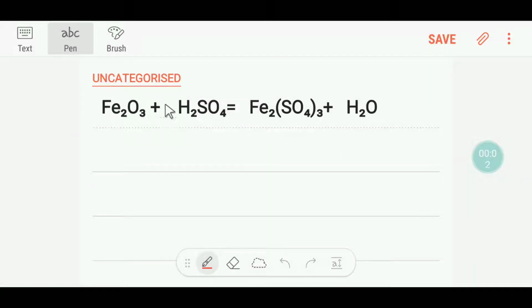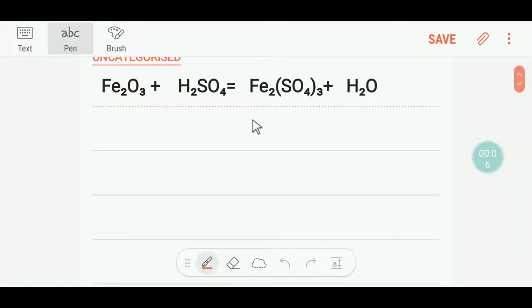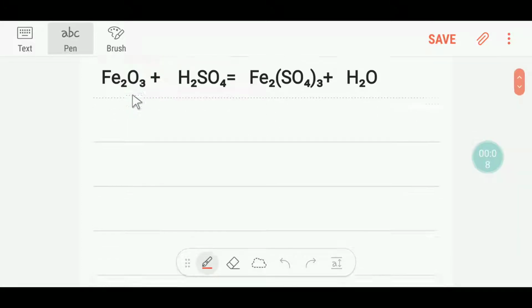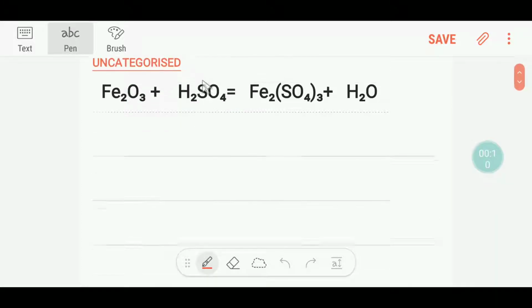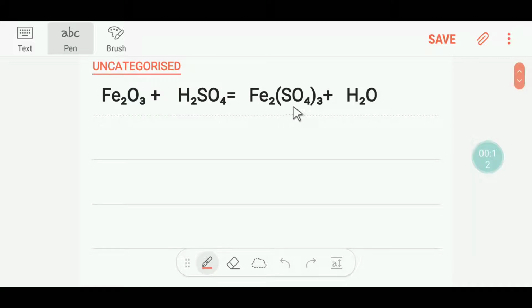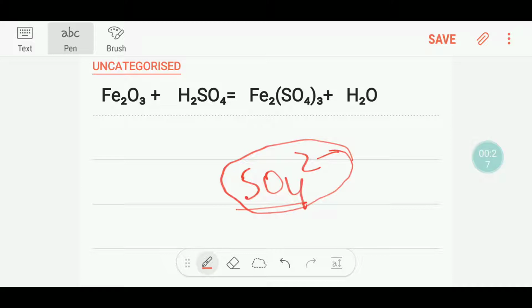Hello everyone. Today I would like to balance this reaction. This is ferric oxide, this is sulfuric acid, this is ferric sulfate, and this is water. This is sulfate radical, right? It has two negative charges, and we have to consider this as a group, right?